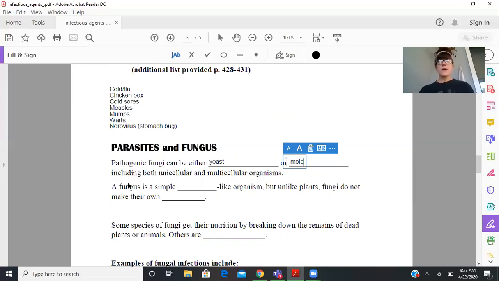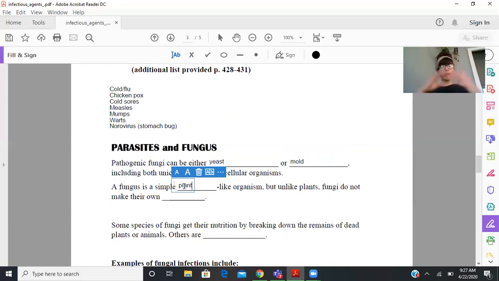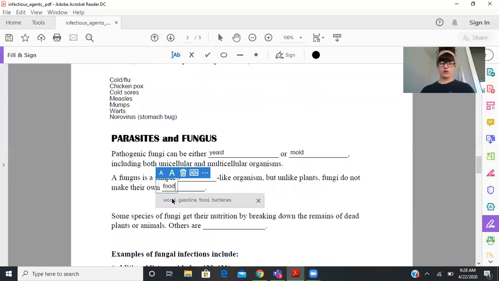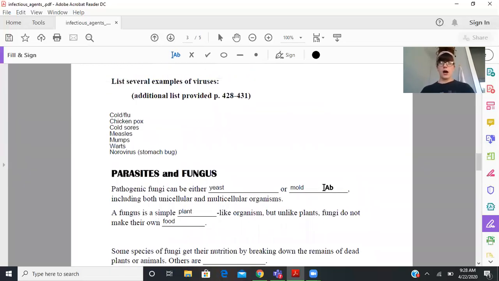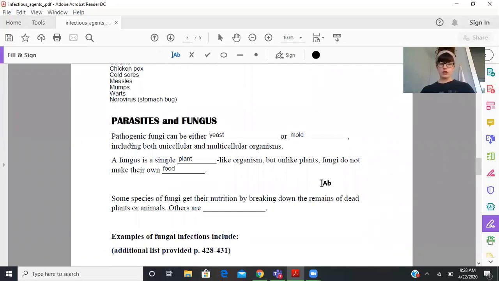some is not. A fungus is a simple plant-like organism. I always think of mushrooms, but that's not the only kind of fungus. Athlete's foot is a fungus. Unlike plants, fungi do not make their own food. They're like decomposers. They get it from someone else. Some species of fungi get their nutrition by breaking down the remains of dead plants or animals, decomposers, and others are parasites.